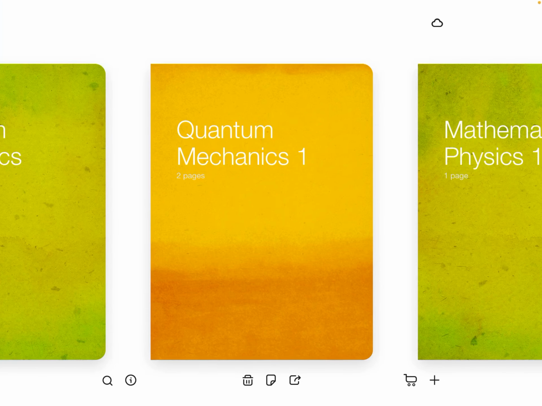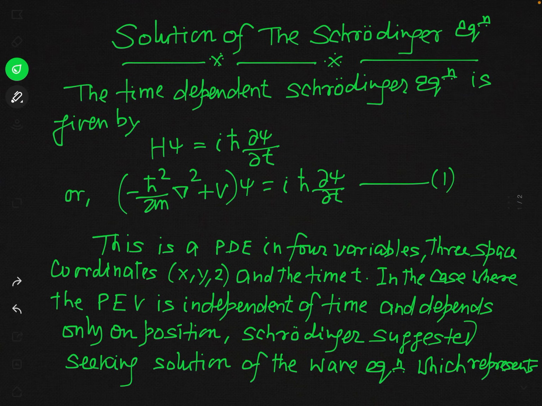In the last two lectures, we have seen what the Schrodinger equation is, that is, the time dependent Schrodinger equation and the time independent Schrodinger equation. Now, we are going to discuss the solution of the Schrodinger equation. In fact, you have seen that the time dependent Schrodinger equation is written in this manner.